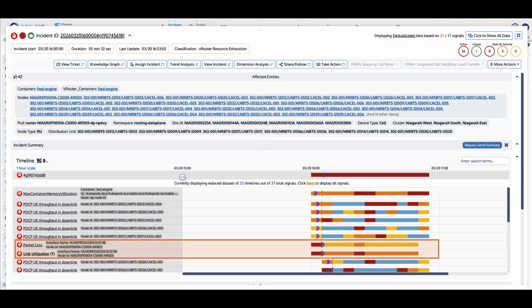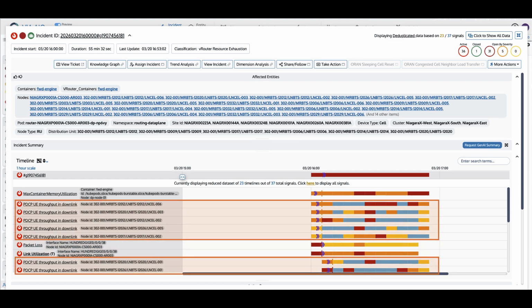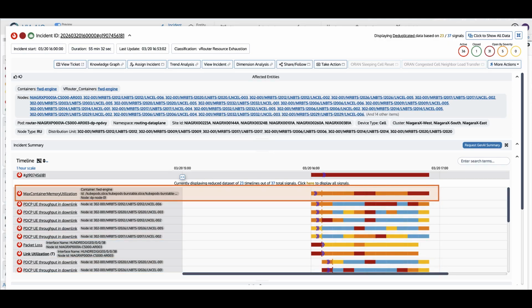Drilling into the details of the incident, we can see that the aggregation router is reporting high link utilization and packet loss on a specific interface, our first indication of a transport network bottleneck. We then have multiple cell sectors reporting intermittent poor user throughput, an indication that users in these locations are experiencing poor connection speeds, a major concern for the care and network operations centers. Finally, we can see that the forwarding engine container responsible for forwarding packets to upstream nodes is reporting high memory utilization, which is indicative of a resource bottleneck.